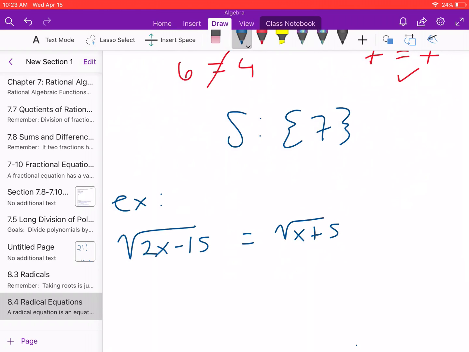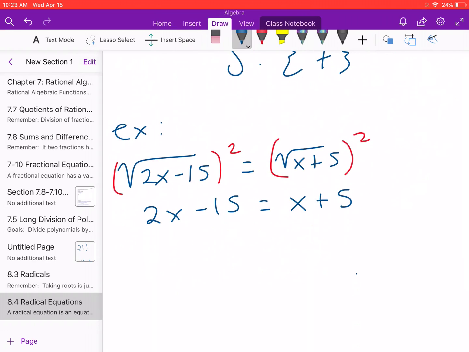We already have our radicals isolated on both sides of the equation, so we can go ahead and take both sides to the same power. And when we take both sides to the same power, we get rid of our radicals. And we are left with 2x minus 15 equals x plus 5.